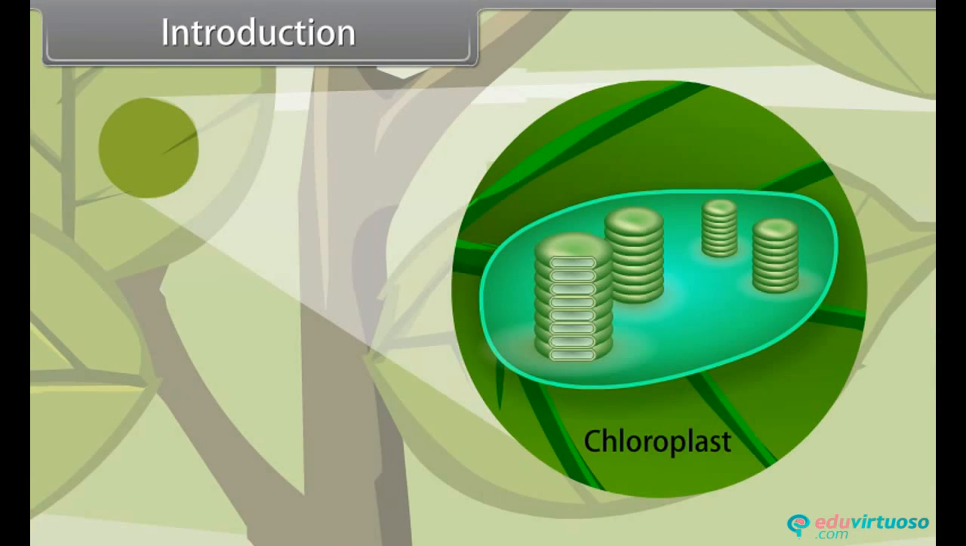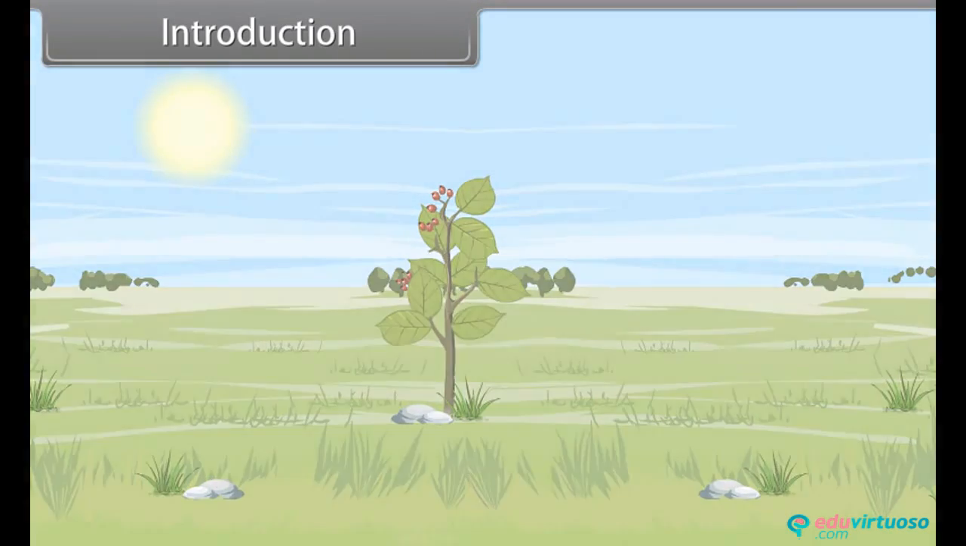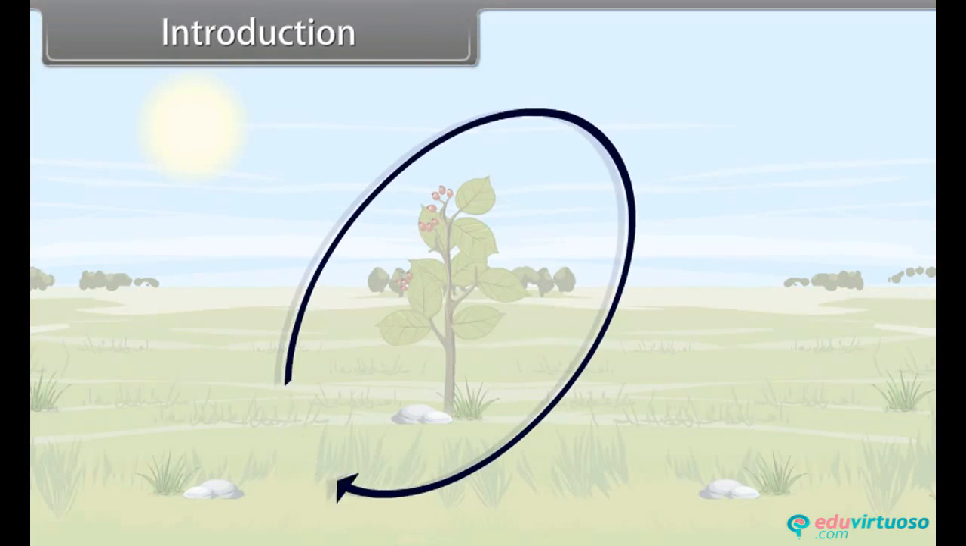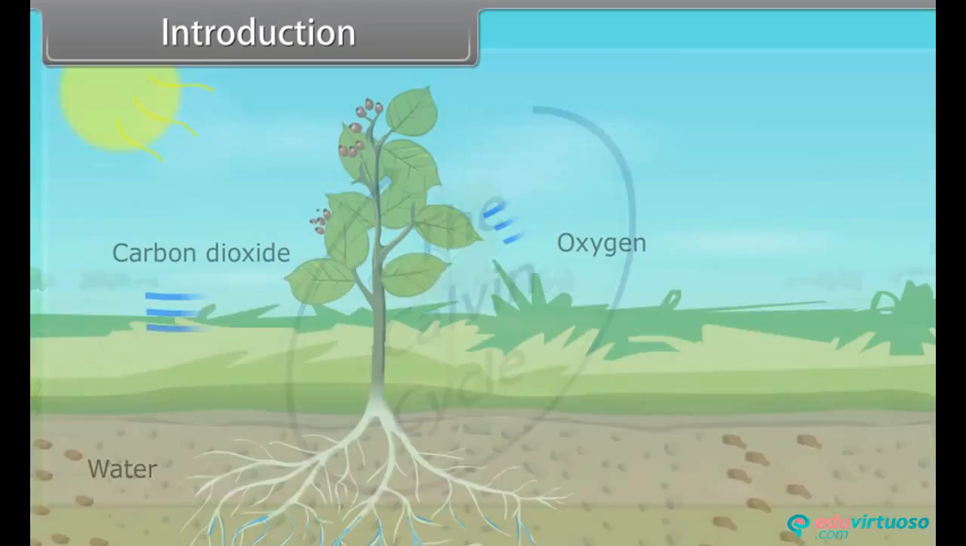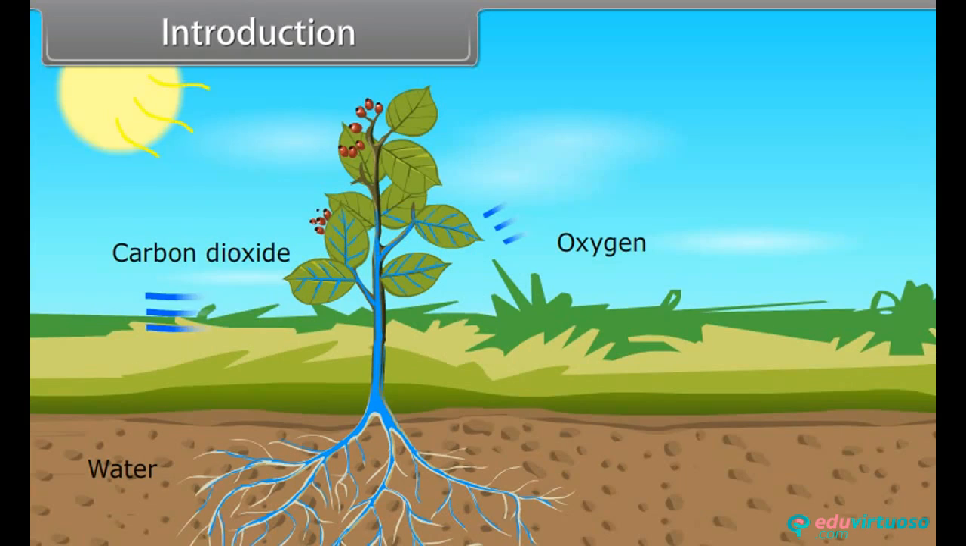There are two cycles through which photosynthesis takes place. They are Calvin cycle and C4 cycle. The rate of photosynthesis is affected by availability of light, carbon dioxide concentration, etc. So, throughout this module we will learn photosynthesis in higher plants.